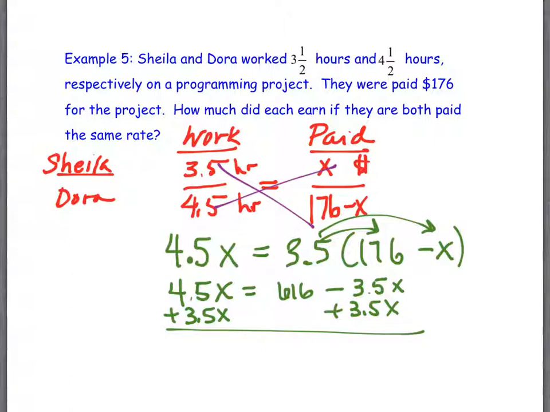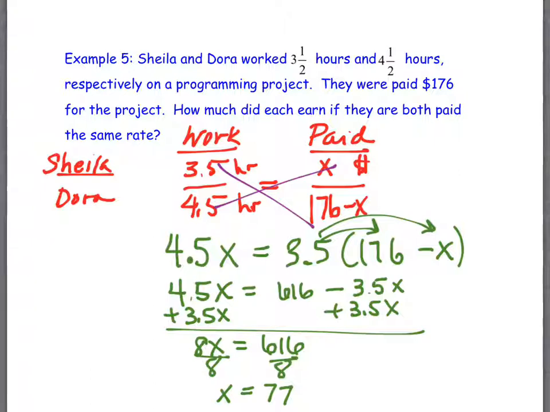So 4.5x plus 3.5x is 8x. And that's equal to 616, which we'll divide by 8. What is 616 over 8? 77. So we have to stop, though, at the end here now and ask ourselves what we found.